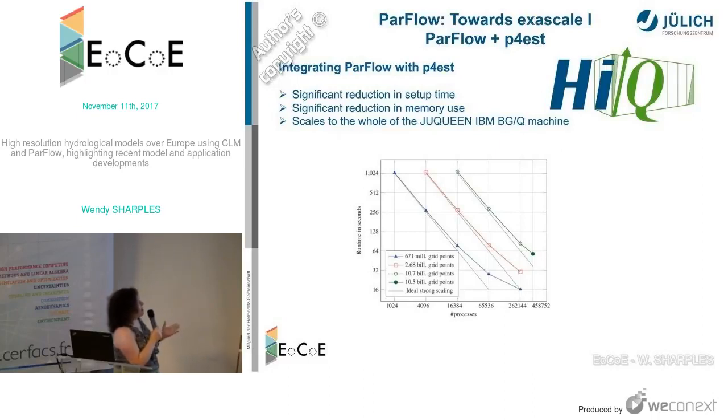And now ParFlow scales to the whole of JUQUEEN, as you can see from this plot below, with different numbers of grid points ranging from 6.71 million grid points to 10.5 billion grid points, and it's a member of the High-Q Club now.